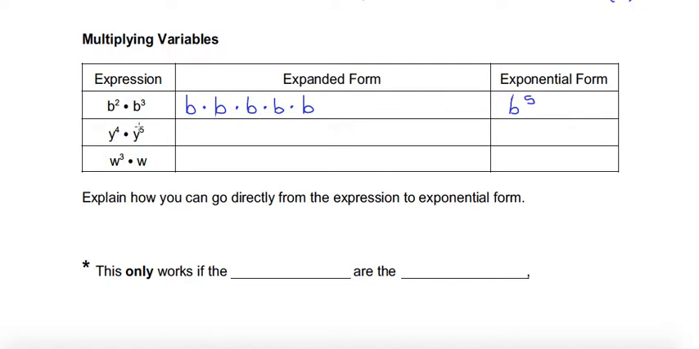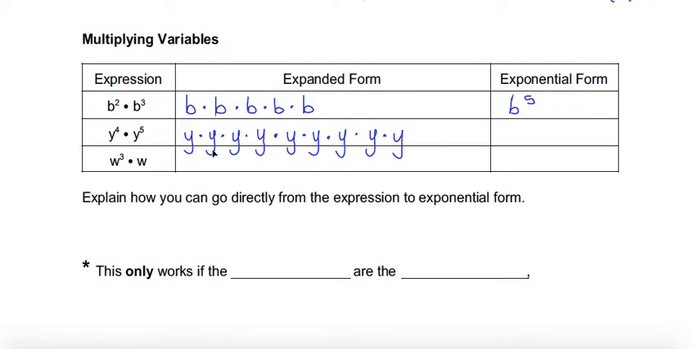The next question uses y. So I have y to the power of 4, or sometimes it's expressed as y to the exponent of 4, times y to the exponent of 5. So I'm going to write my y to the power of 4 in expanded form. That's y being multiplied by itself 4 times. And I'm going to multiply this by y to the power of 5. So that's 5 y's. 1, 2, 3, 4, 5.